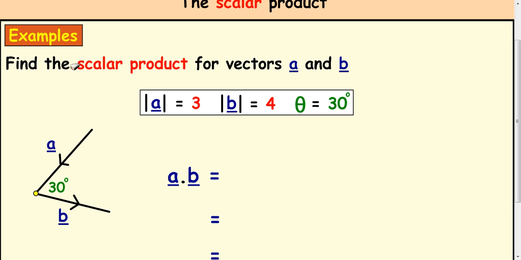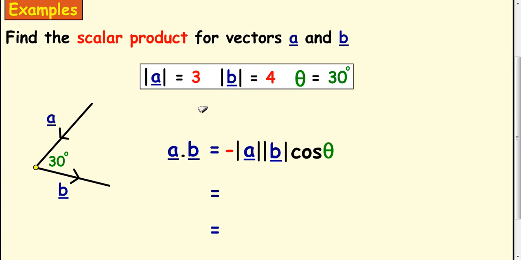Next example, find the scalar product for vectors a and b. So we're told the magnitude of a is 3 and b is 4. And we're told the angle is 30, but notice in this case we've got nose to tail. We don't want that. We want either both of the vectors pointing in or both pointing out. So we reverse one of the vectors and make the formula have a negative in front of it.